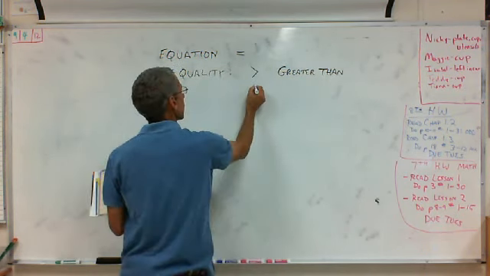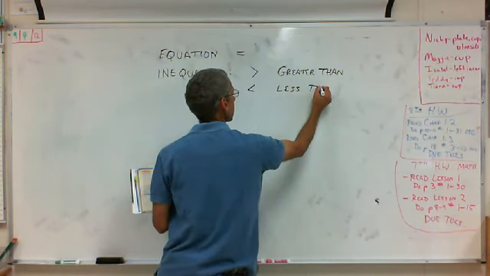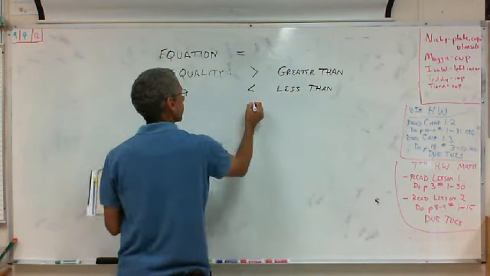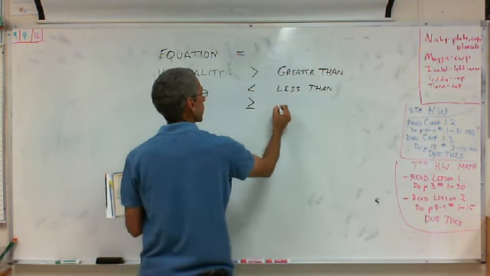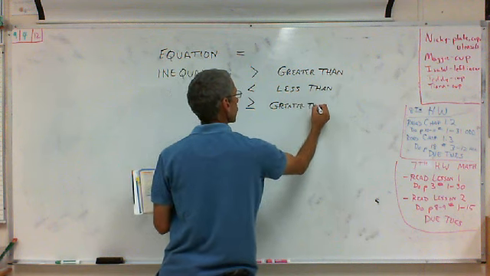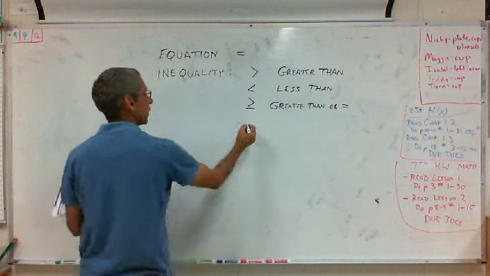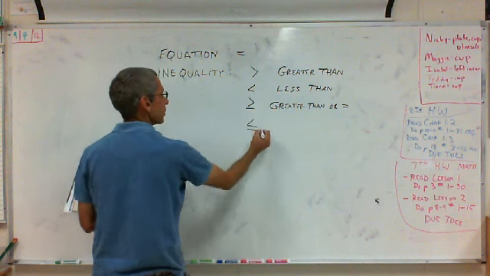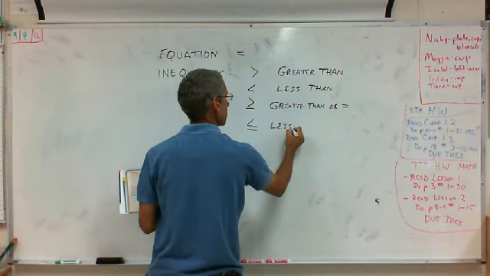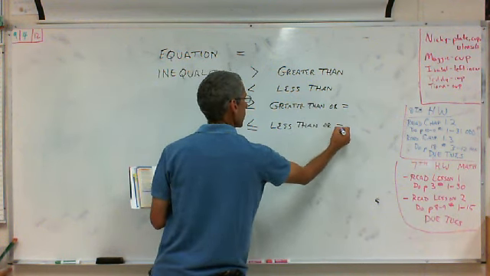All right, what's this one? Less than. What's this one? Greater than or equal to. Okay, and then what's this one? Less than or equal to.